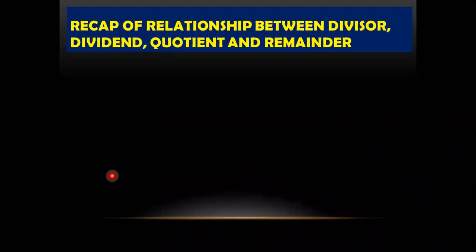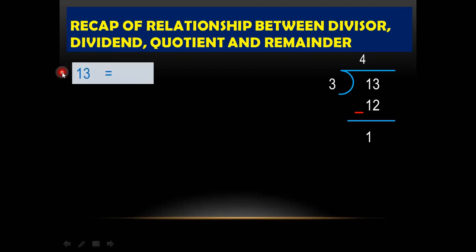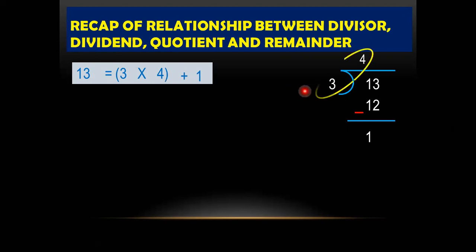Let's recap the basic relationship between a divisor, dividend, quotient, and remainder, but with a different example. For example, if I divide 13 by 3, I'll be doing it like 3 fours are 12, and after subtraction, I'm getting 1 as a remainder. So I can write this 13 as 3 multiplied by 4 plus 1. Now look here, what is 3 and what is 4 and what is 1? 3 and 4 are the divisor and quotient, and 1 is its remainder.